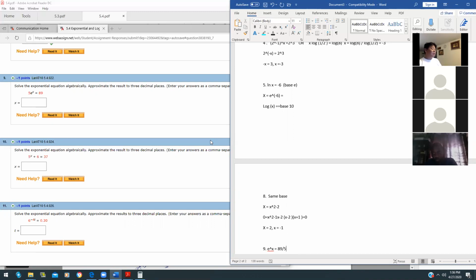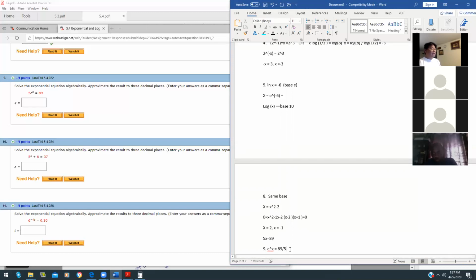That is the first thing you do here, because this 5 is multiplied to e to the x. It's like solving an equation. Imagine that you have 5x equals 89. How do you solve for x? You divide by 5, right? So this is the same thing here. When you have 5 e to the x, it's the same thing. You divide this by 5.